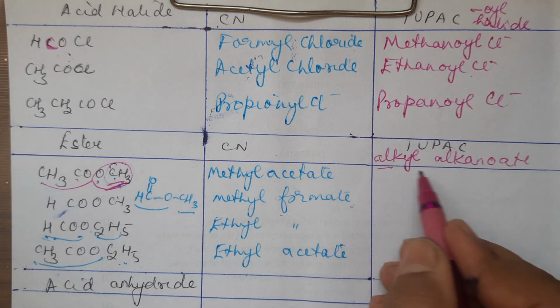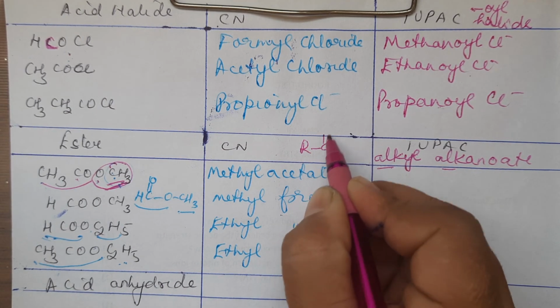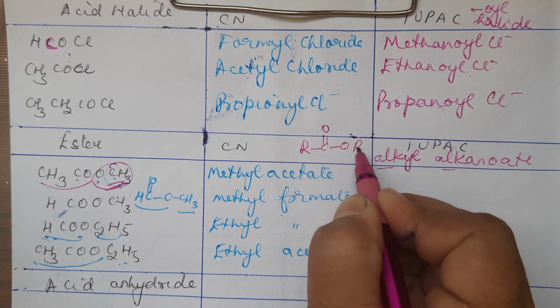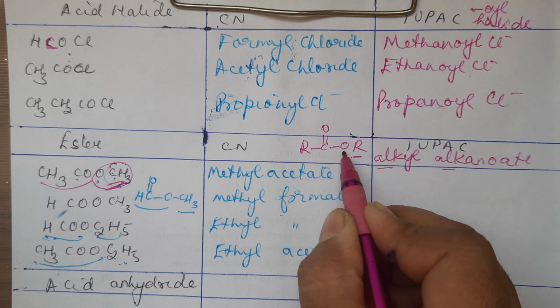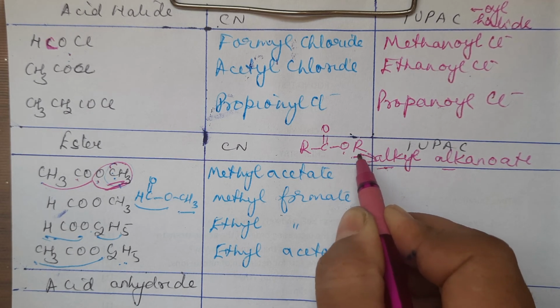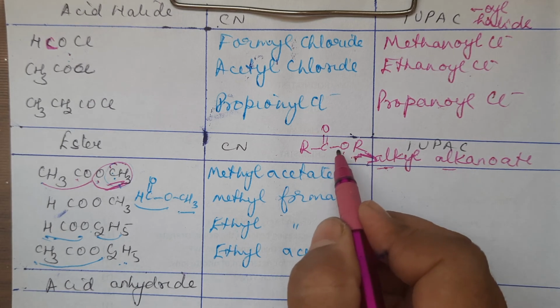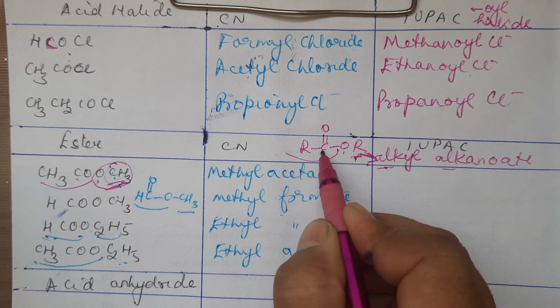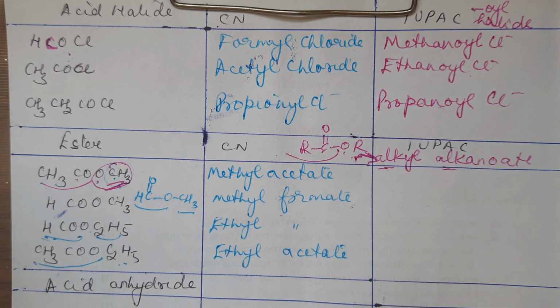There are two alks in this. Why are there two alks? Because the formula, if you write, it is RCOOR. This R, which is attached to O, is named as alkyl. This alk will be from here. The remaining part, including this carbon atom and R, this is alkanoate. Right? Let's take examples and name it.